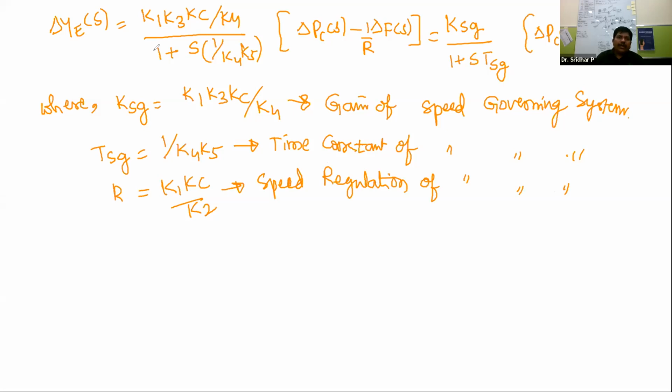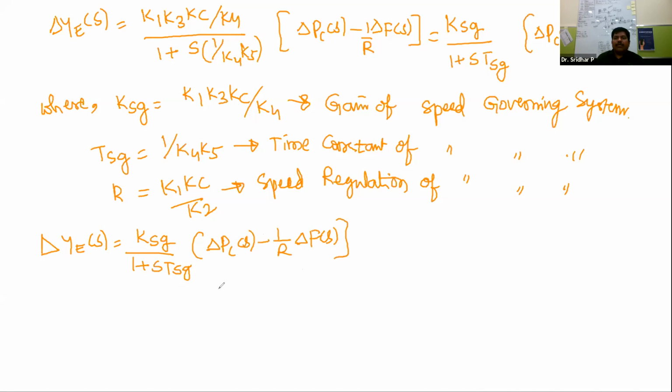So finally, you will get delta YE of S. The expression I am just rewriting again: delta YE of S is equal to KSG by 1 plus S TSG into delta PC of S minus 1 by R into delta F of S. Sorry, I'm extremely sorry. So you will get the equation for the total governing system as this.